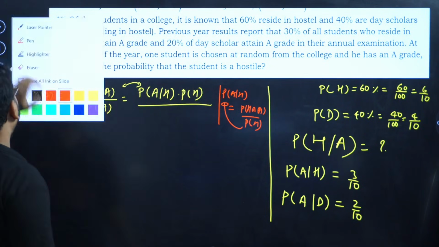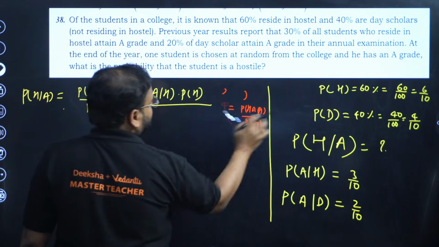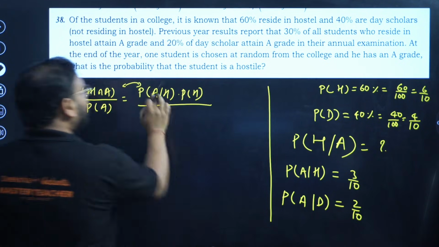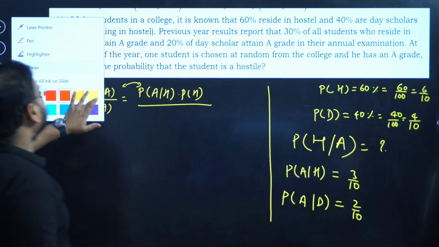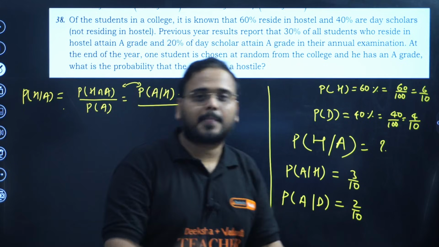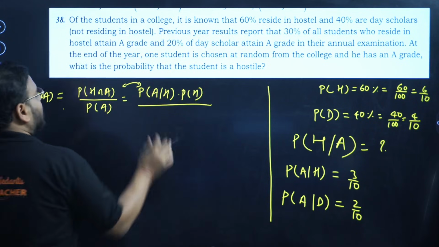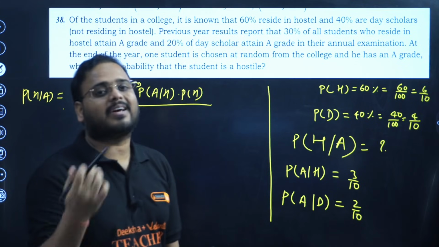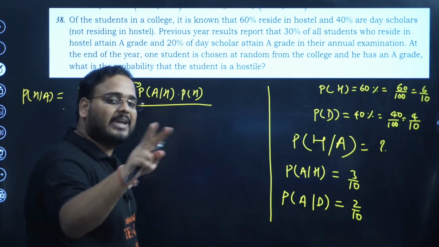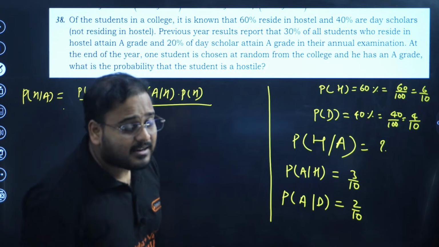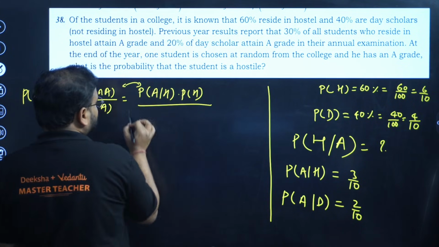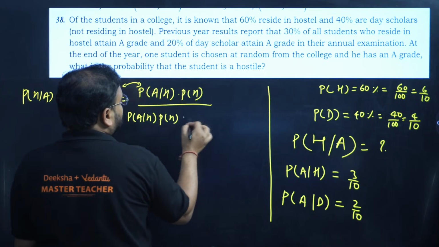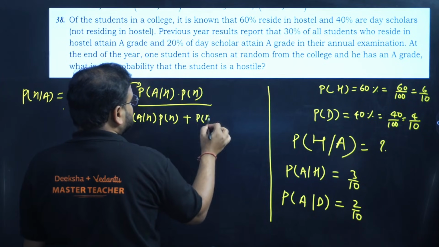Let me erase this now because I need that space. Basically, I have written the conditional probability P(A|H), and then I've taken the cross multiplication. Now, what is P(A)? Total probability of what? The achievers of grade A. So that has to come from both categories, hostlers and day scholars. For the hostlers, we'll write the same thing. This is for the hostlers. What about day scholars, sir? This.